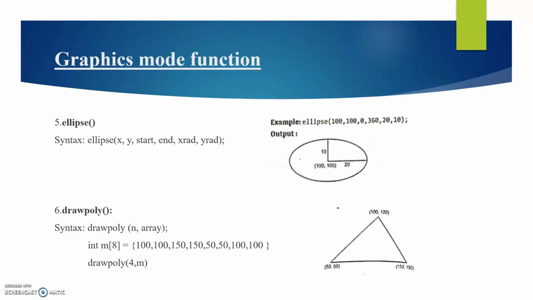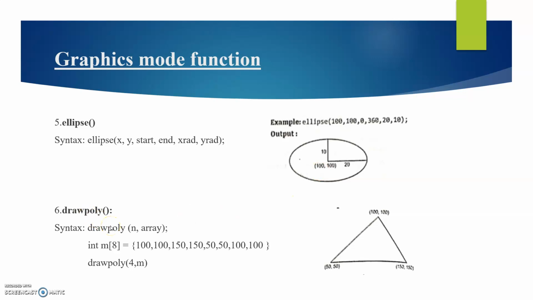Okay. The next graphics mode function is ellipse. It draws an ellipse on screen. Syntax is ellipse(x, y, start, end, xrad, yrad); where x and y are the coordinates of the central point, start and end are the starting and ending angles of an ellipse. Xrad and yrad are the x-axis and y-axis radius respectively. For a full ellipse, the start and end should be 0 and 360, else it will draw an arc on the screen. As shown in the example, you can see how the ellipse is drawn.